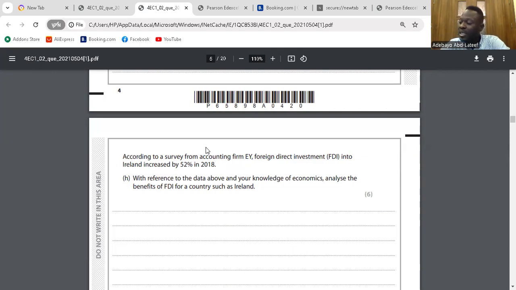The third point is MNCs will create employment opportunity in Ireland. This will increase the disposable income of the Irish and may lead to improvement in the living standards. Clear? You get your 6 points for that.